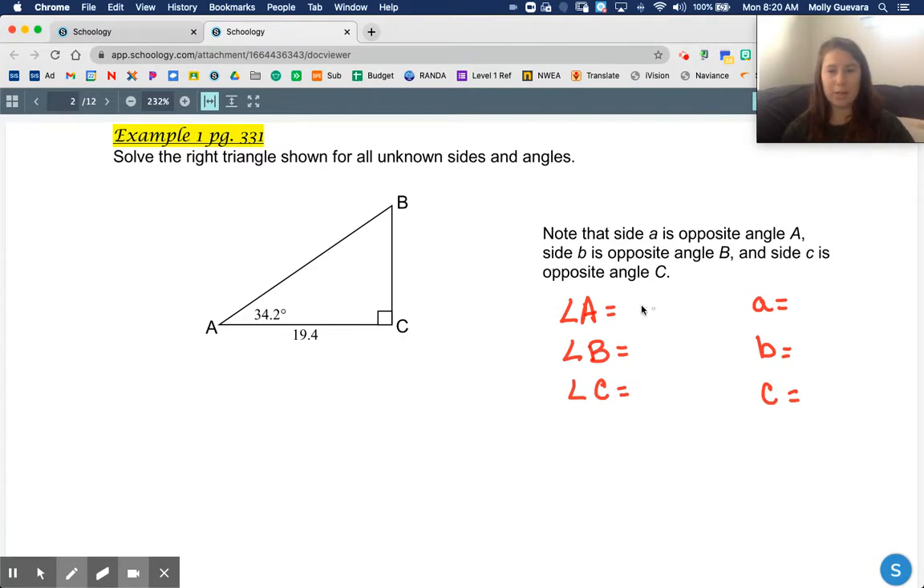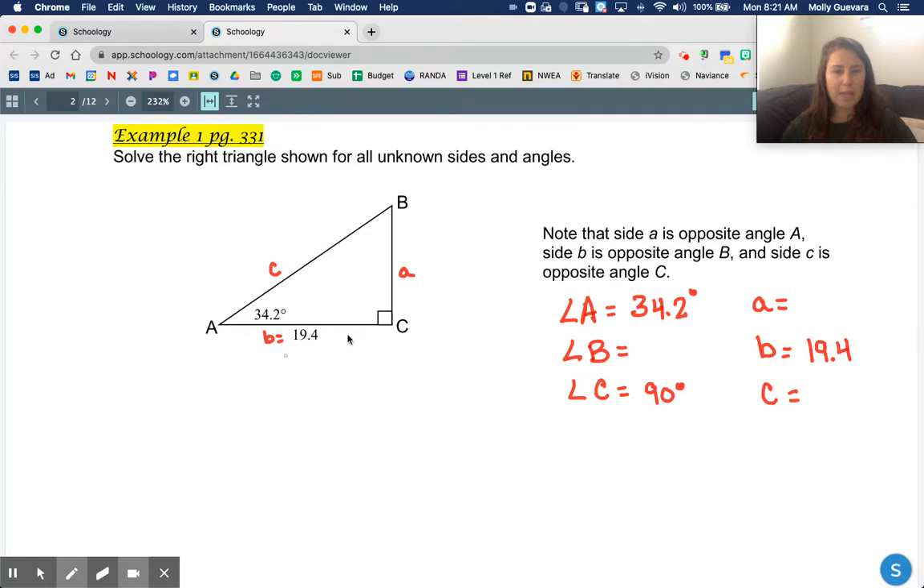Like here, I already know that A is 34.2 degrees. I know that C is 90 degrees. And I know that side B is 19.4. Remember that the side is always across from the angle. So side AC is across from angle B, so this is side B. Then this would be C, and this would be A. And we use those lowercase letters for sides.